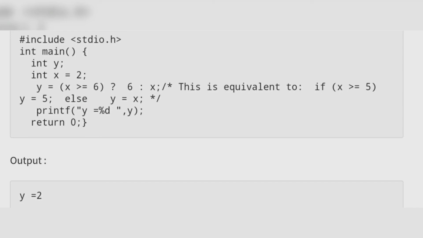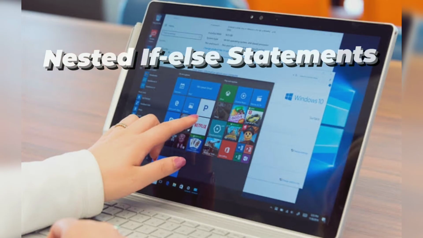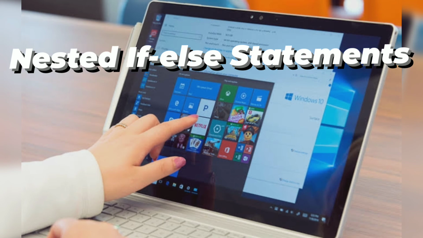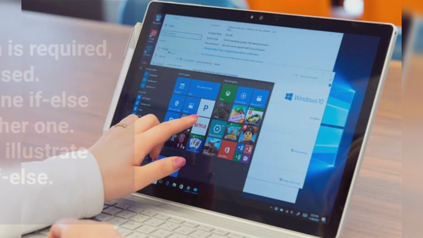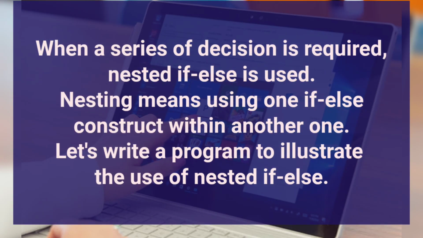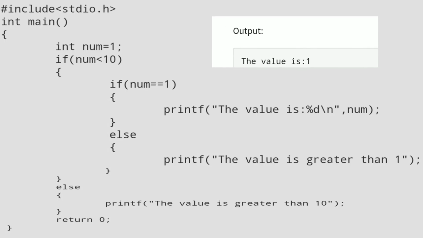So dear friends, our next topic is the nested if-else statement. When a series of decisions is required, nested if-else is used. Nesting means using one if-else construct within another one. Let's write a program to illustrate the use of nested if-else.